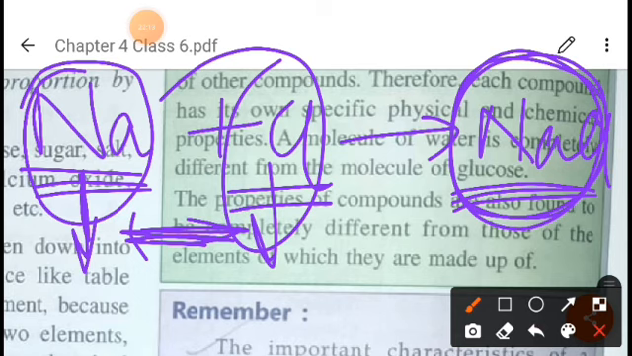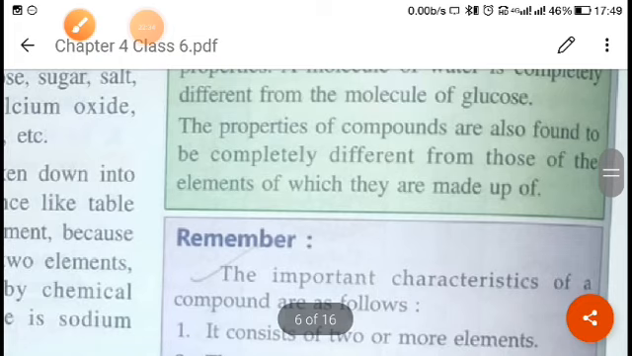Sodium is so dangerous that if you put it in air, it will react with the air and start to burn. And chlorine is also a very dangerous gas. But when the two combine, they form salt, which we use in our house. So what I mean to say is that the properties of the compound are also found to be completely different from those of the elements from which they are made, right? I hope you have understood this.